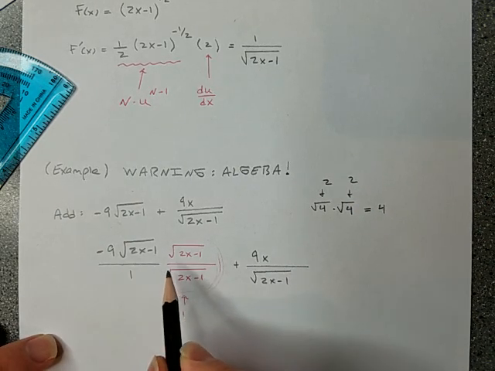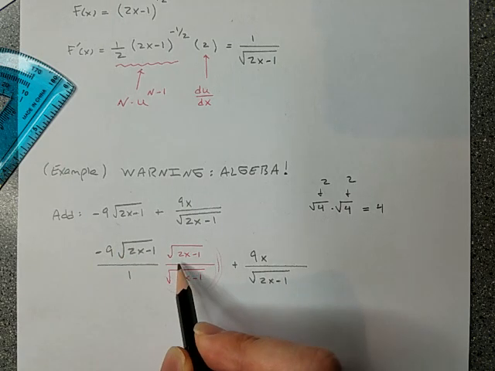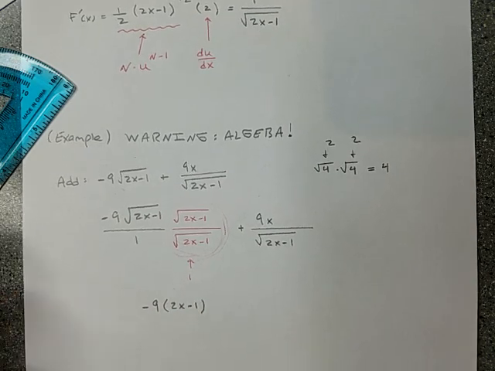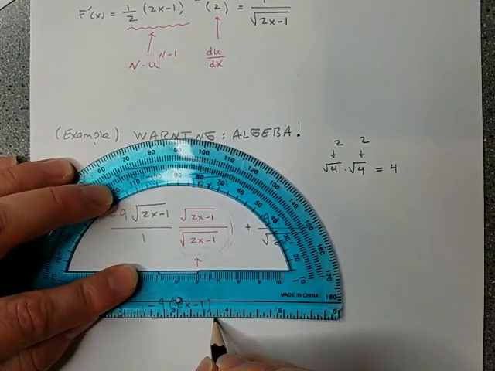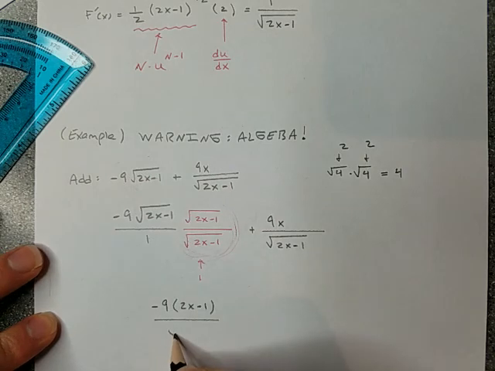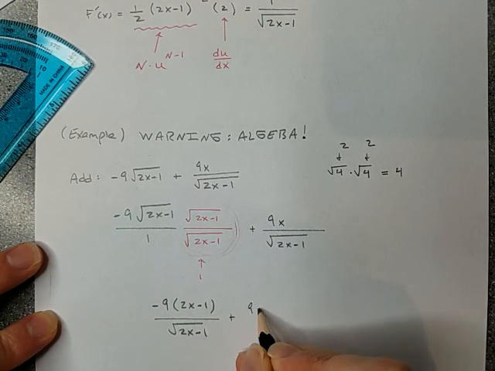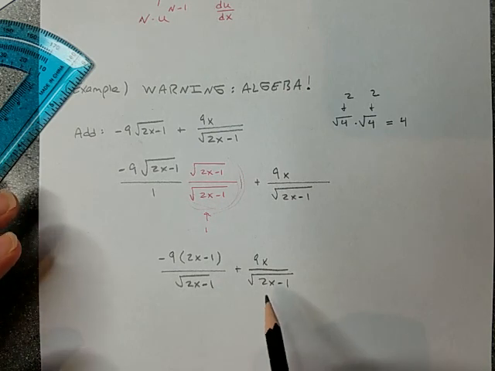So down here I could say, well, what that is, if you got negative 9 times root 2x minus 1 times root 2x minus 1, that will be negative 9 times 2x minus 1, like that. Okay. And then that will be over this denominator, root 2x minus 1. And I'll add to that 9x over root 2x minus 1. Okay, so now I've got a common denominator.